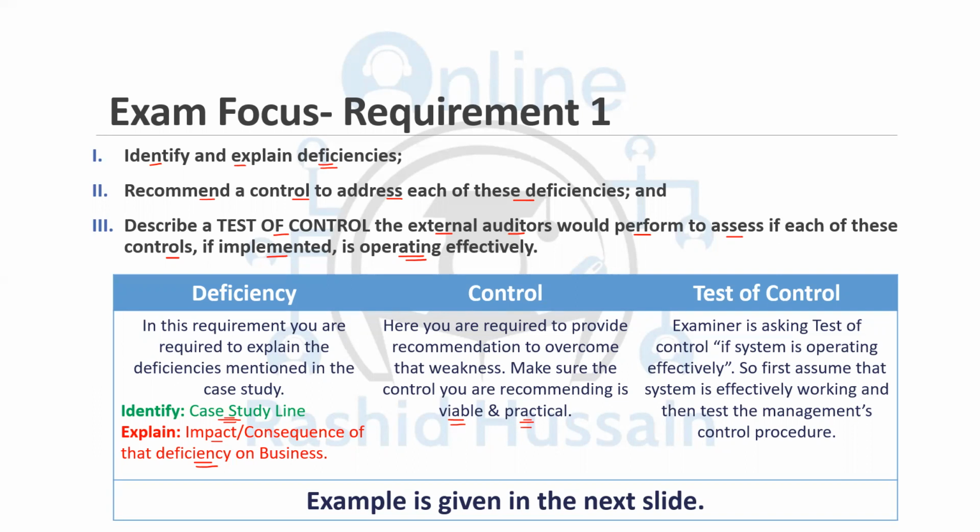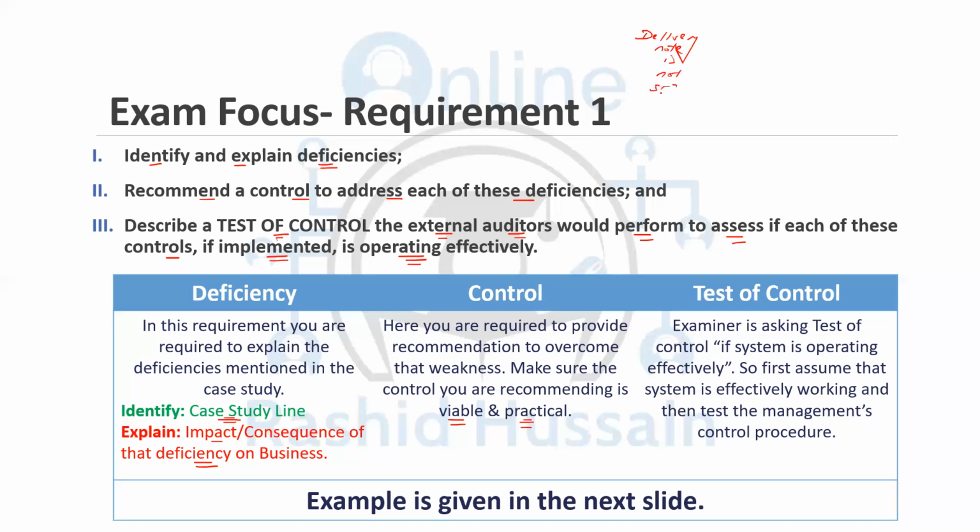But there's one problem in that. The examiner is saying describe a test of control the external auditors would perform to assess if each of these controls, if implemented, is operating effectively. Now, in the case study, currently you have a deficiency, currently you have a weakness. But the examiner is saying to you, first of all, assume that everything is going fine, then what should be the test of control? Now, the example which I gave you, that the delivery note is not signed.